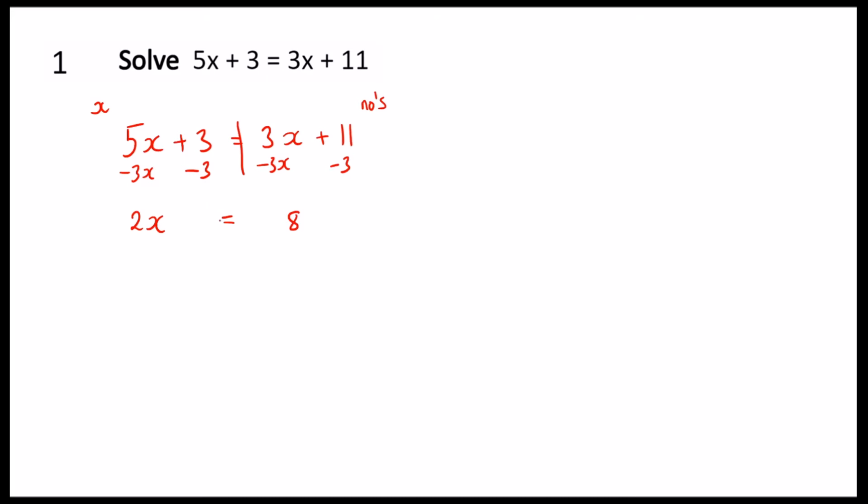So what I'm left with is 2x = 8. I'm nearly finished, so the last thing that I want to do is to work out what 1x is. So because 2x means 2 times by x, I need to divide both sides by 2, or half my answer, and that will give me that 1x is equal to 4.